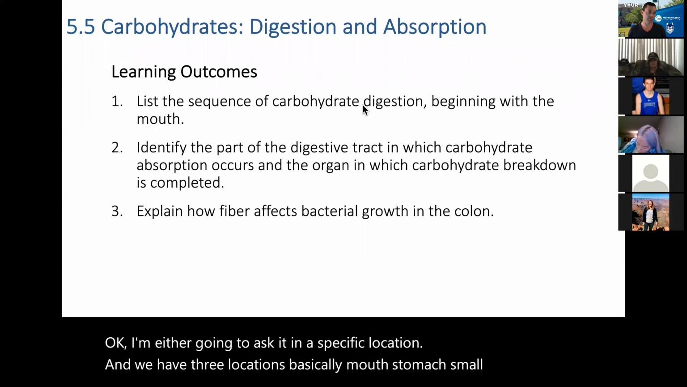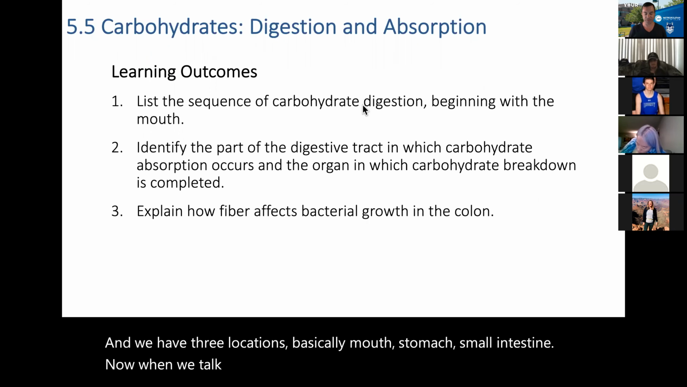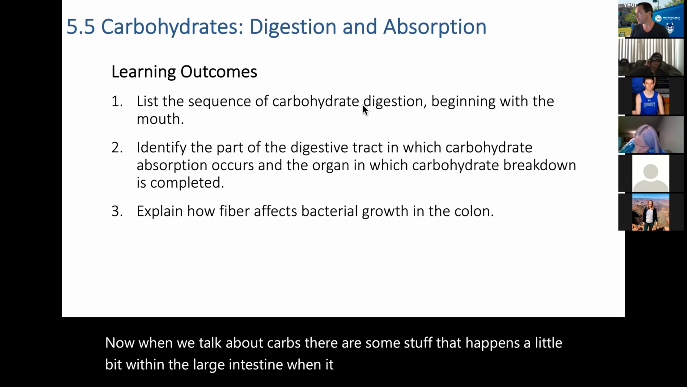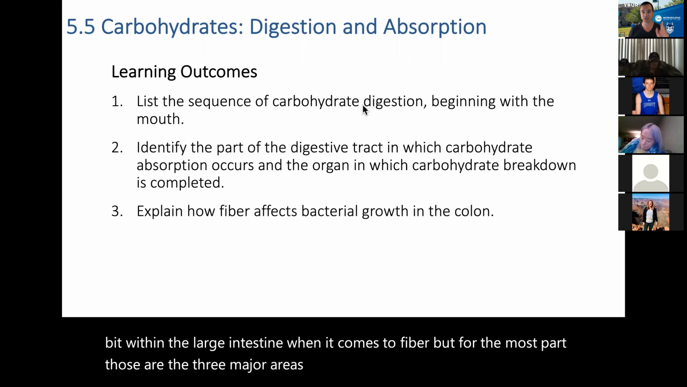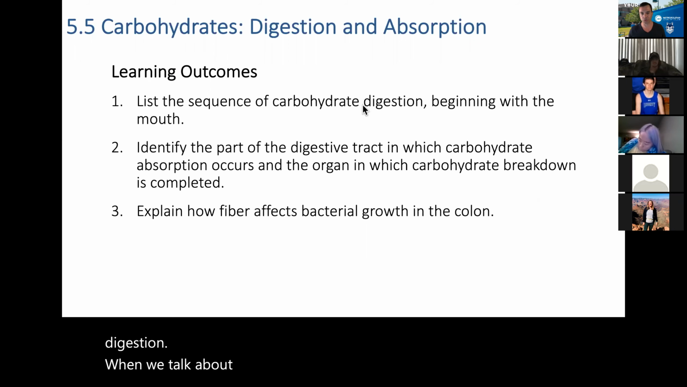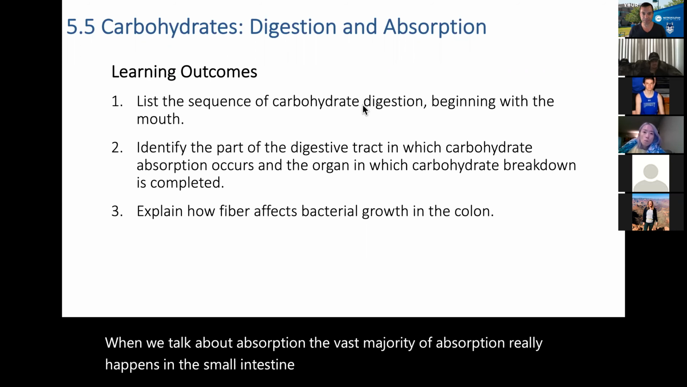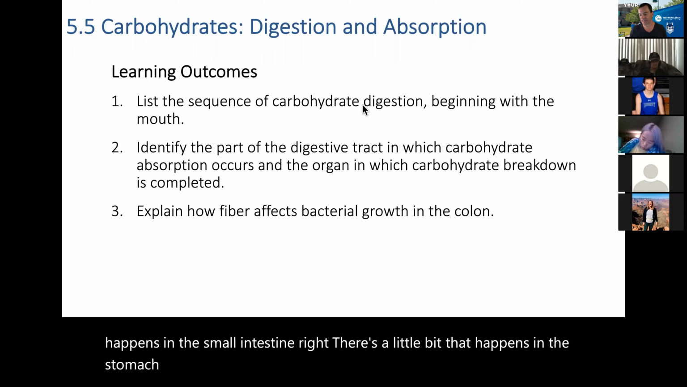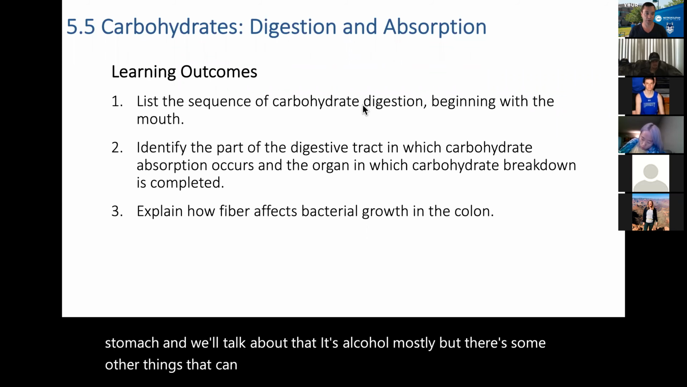Now, when we talk about carbs, there's some stuff that happens a little bit within the large intestine when it comes to fiber. But for the most part, those are the 3 major areas where magic is happening in terms of digestion. When we talk about absorption, the vast majority of absorption really happens in the small intestine. There's a little bit that happens in the stomach, and we'll talk about that. It's alcohol mostly, but there's some other things that can be absorbed there. But for the most part, absorption is going to be happening really in the small intestine.